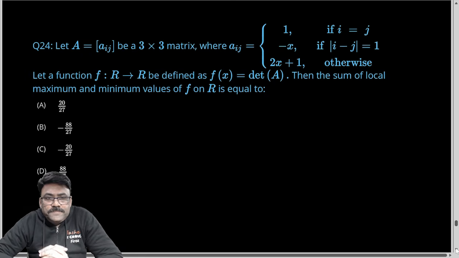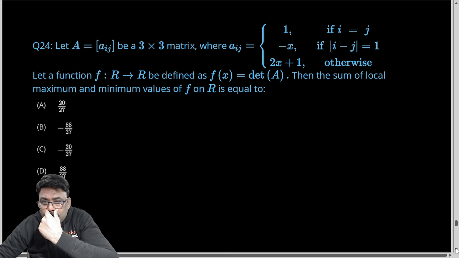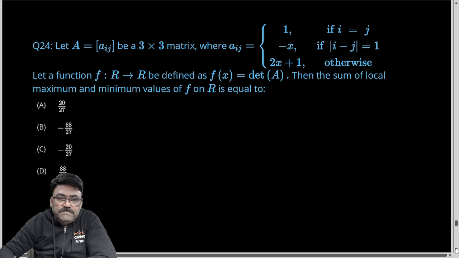Okay, see this question. They have given a matrix A, and the elements of the matrix will be given by this function. And fx is determinant of A. So what will be the sum of local maximum and minimum values of the function? First, let's find the matrix A.